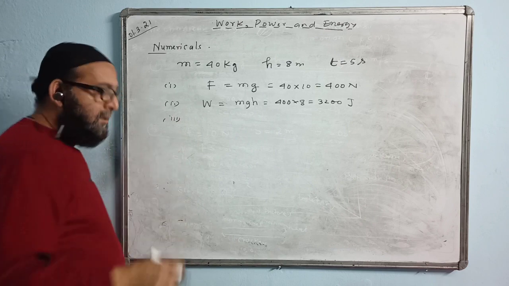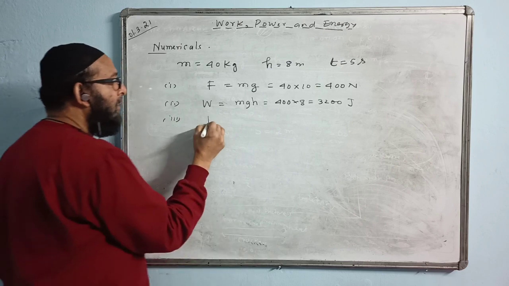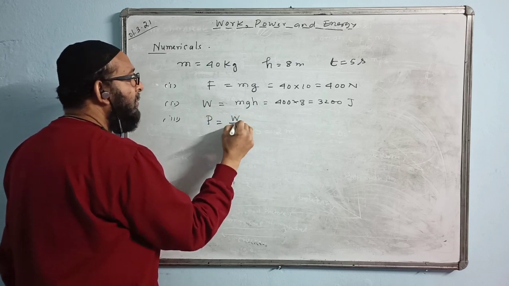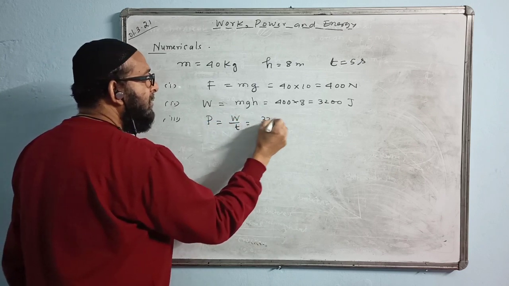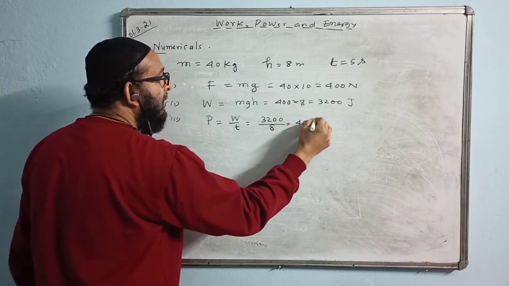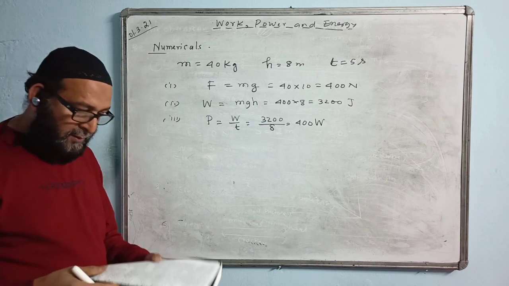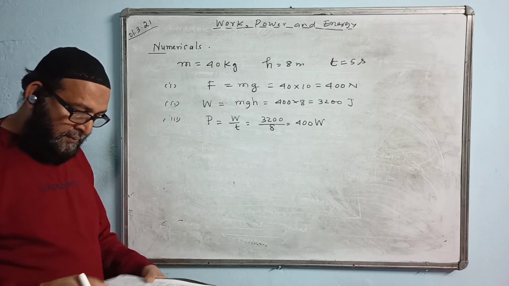Third part question says find the power developed. Power spent by the boy. Power formula we have work upon the time. Work is 3200 upon time is given 8 seconds. So answer is coming 400 watt. 400 watt or 400 joule per second, right? Is the answer.